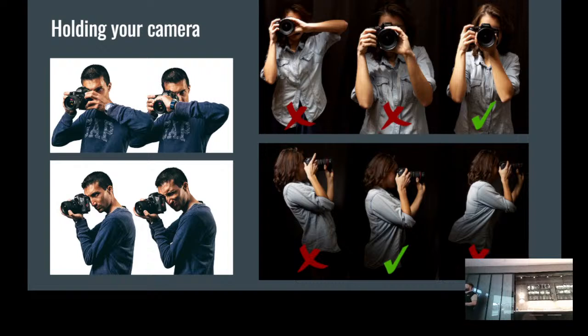And I think I have another slide. If you're moving or the camera's moving, you're going to get a blurry image. That's just how it goes. So arms down to the side.